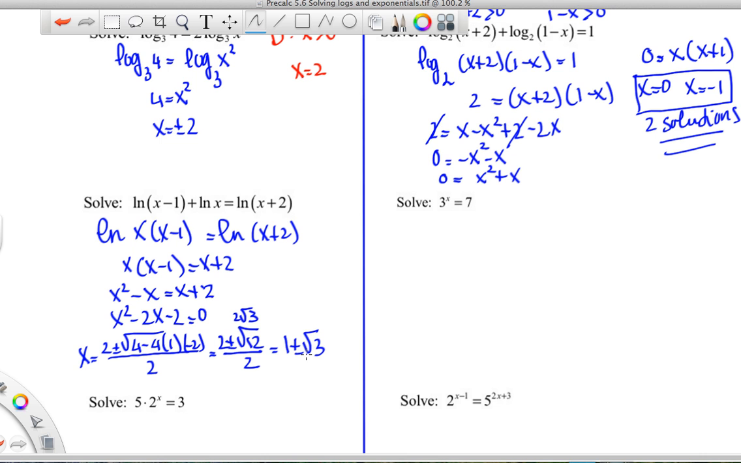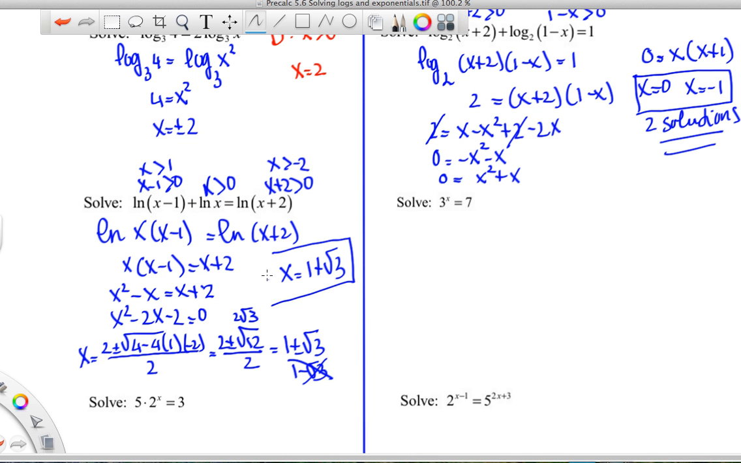So right now, two answers, but you have to check all three of these. So what does it say? x minus 1 is larger than 0, so x needs to be larger than 1. So 1 minus the square root of 3 does not work. So right now I'm thinking 1 plus the square root of 3. Let's check here. That means just x greater than 0 and x plus 2 is greater than 0. That only occurs when x is greater than a negative 2. So yes, we get one answer. So this is the right answer.